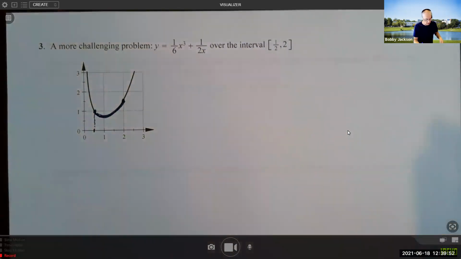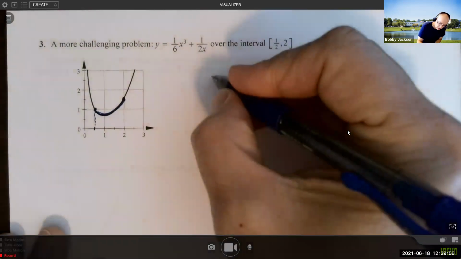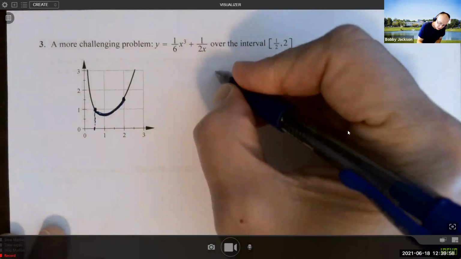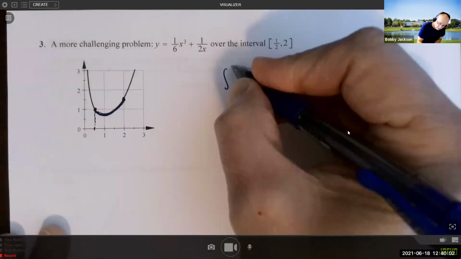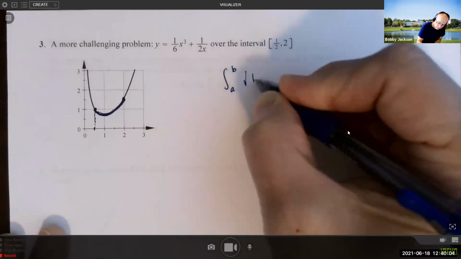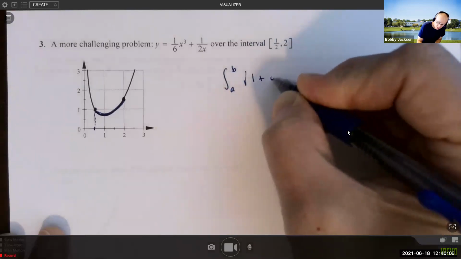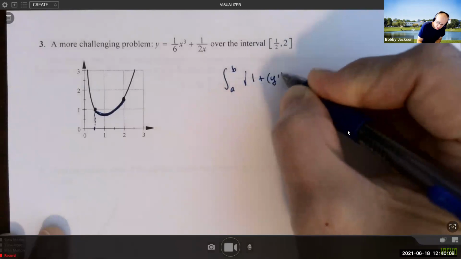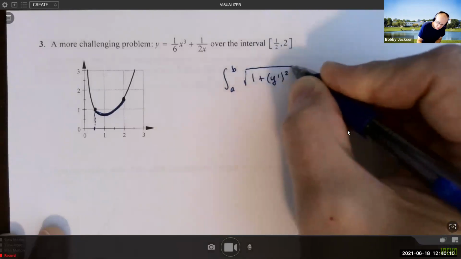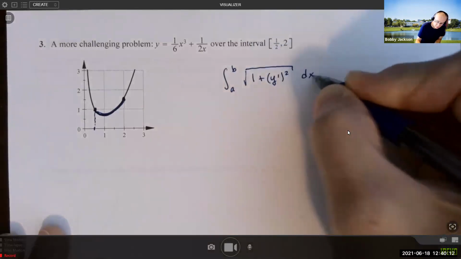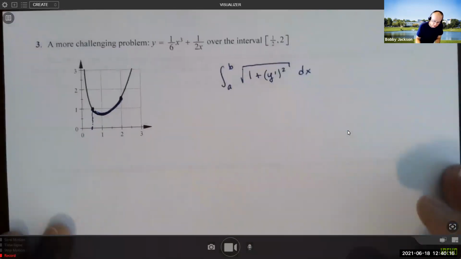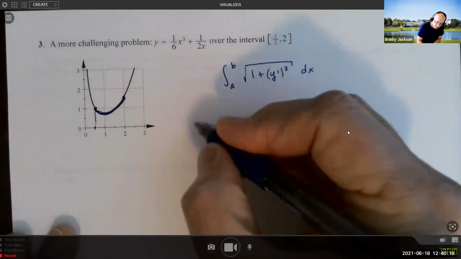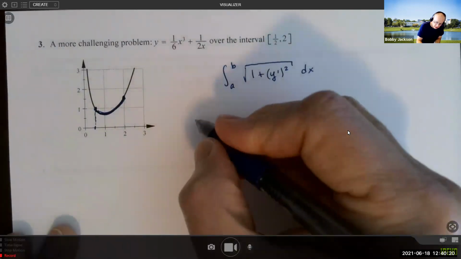Okay, so let's remind ourselves of the arc length integral. It's going to be the integral from a to b of the square root of 1 plus, we'll just say, y prime squared. Of course, our interval is a is 1/2, b is 2, and our function is there. So let's find the derivative.